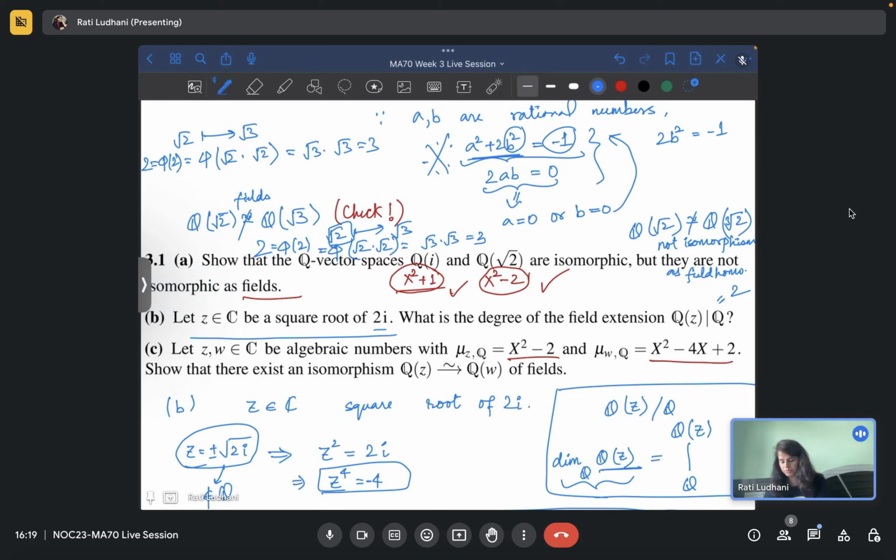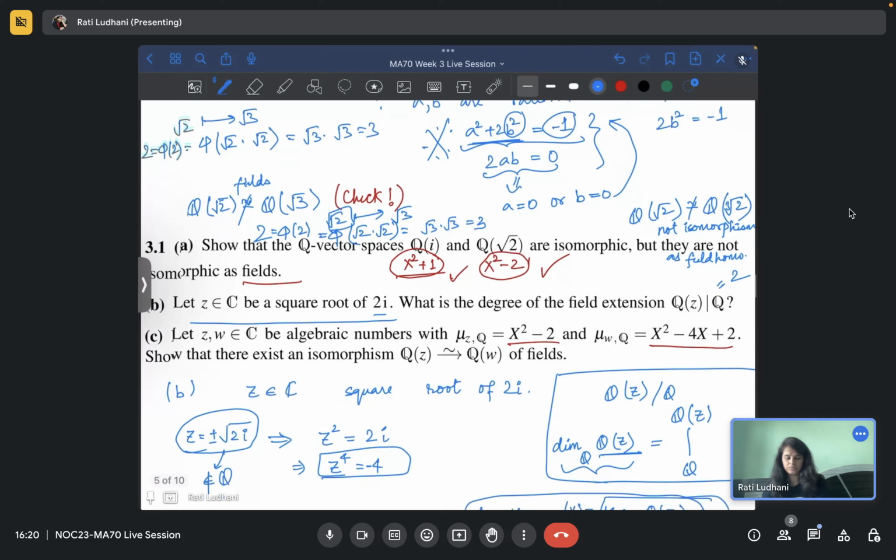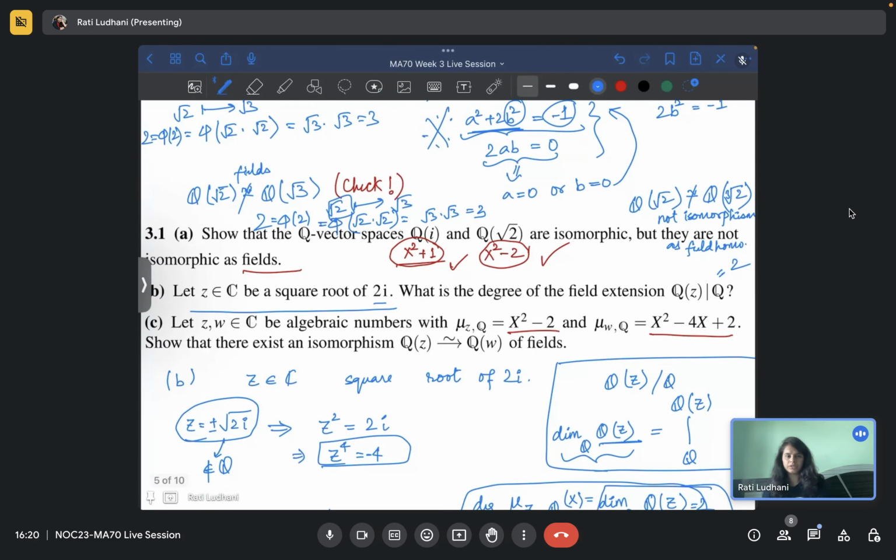So you can even prove that any two different prime roots are not isomorphic as fields, like Q root p and Q root q, even with different degrees. A field isomorphism is very strong.